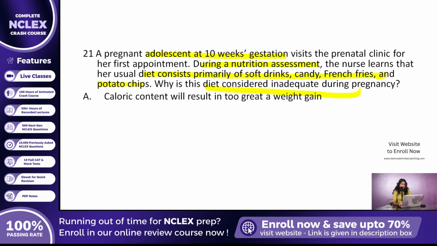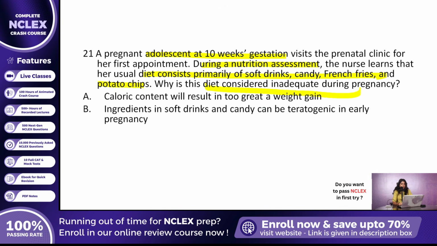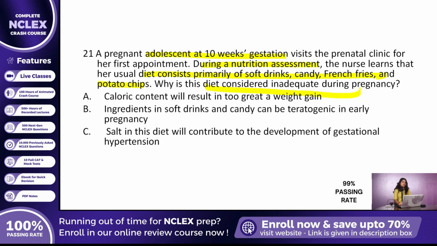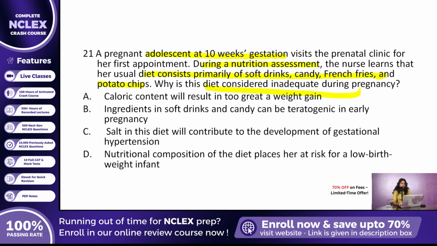Option A, caloric content will result in too great a weight gain. B, ingredients in soft drinks and candy can be teratogenic in early pregnancy. C, salt in this diet will contribute to the development of gestational hypertension. D, nutritional composition of the diet places her at risk for a low birth weight infant. The most accurate and concerning answer is option D, nutritional composition of the diet places her at risk for a low birth weight infant, which is the correct choice.